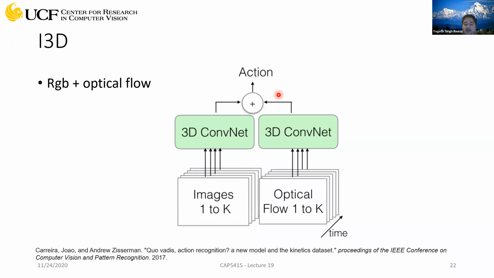The other variant could be, instead of merging at the prediction level, you can also try to merge at the feature level and then train these two networks jointly. So that's another variant, and that also works fine.